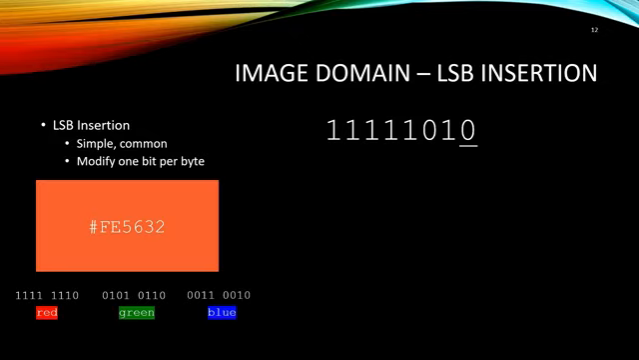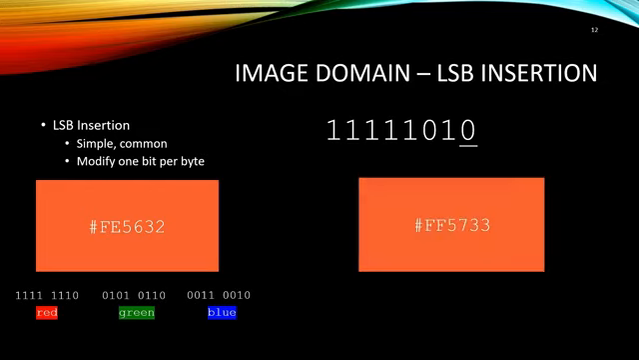If we were to change the LSB in each byte of this color, we would end up with this color here. We now have a hex value of FF5733 because we have flipped the LSB of the 8 bits representing the red in the color, the LSB of the 8 bits representing the green, and the LSB of the 8 bits representing the blue.